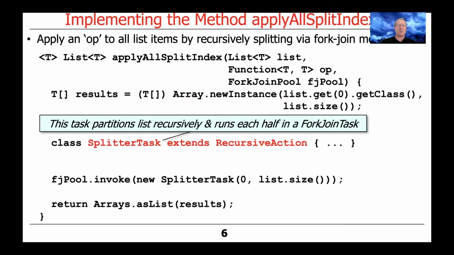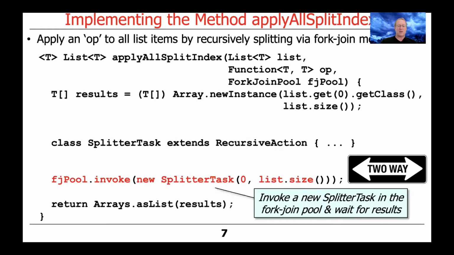So once we've got this array, then we're going to make ourselves a splitter task, except unlike the implementation that we used earlier, which used recursive task, this one is going to use recursive action. It's still going to partition the list recursively and run each of the halves in a fork join task, but this time it's going to use a recursive action instead of a recursive task.